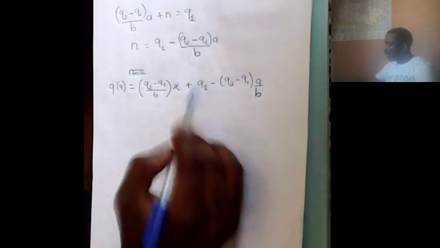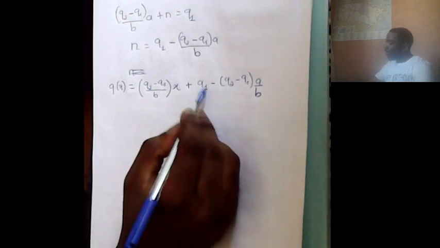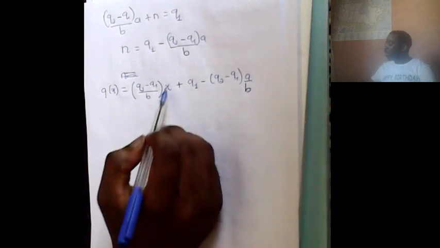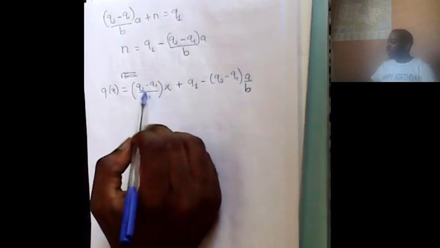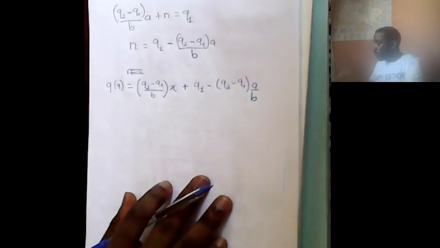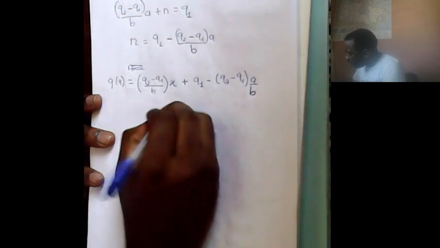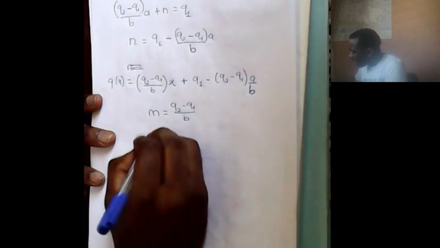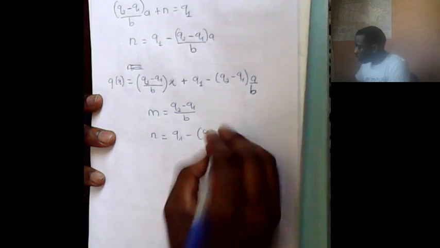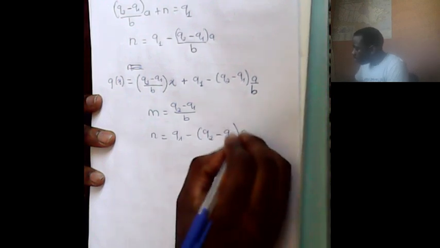Okay, so all of this will be our constant value. We can even call this constant another term. Let's just keep it as N, because the most important thing here is this X. We'll call this one M, and this one N. So, very important formula: M is equal to Q2 minus Q1 on B, and N is equal to Q1 minus (Q2 minus Q1) A on B. When I say memorize, I don't mean cram it. I'm just saying write it somewhere.